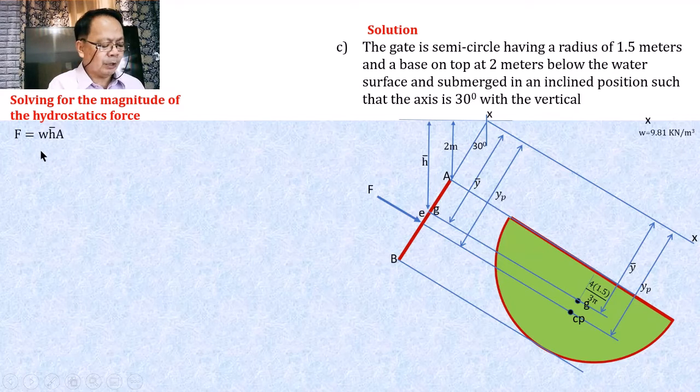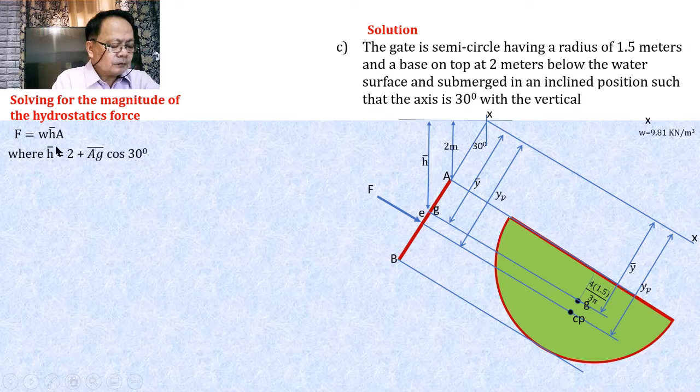We define one by one. So, we have our W, our bar sub H, which will be equal to this quantity. Let us try to look at this value. This bar sub H will be the sum of the two quantities, which will be equal to 2 plus the vertical distance between A and G. The vertical distance between A and G is equal to AG cosine of 30.